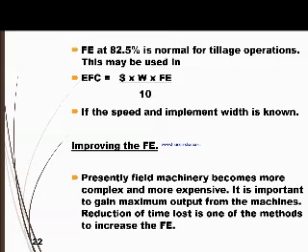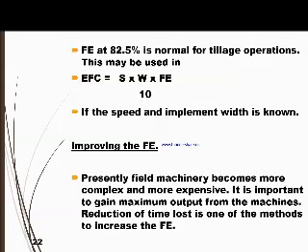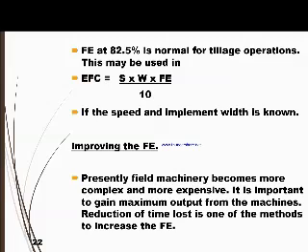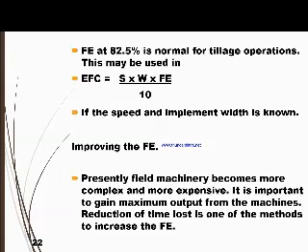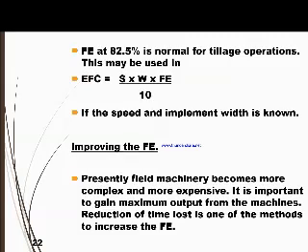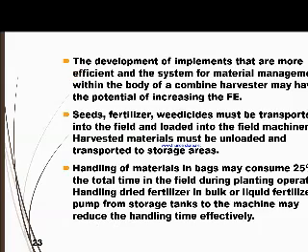Alright, the FE, field efficiency at 83% is normally for tillage operation. This mainly can use in this formula if the speed and implement width is known. So for improving the FE, presently for field machinery become more complex and more expensive, it is important to get maximum output from the machine. Reduction of time loss is one of the methods in increasing the FE. So in order to increase the FE, you have to reduce the time loss spent during the turning, for example, as well as other losses.